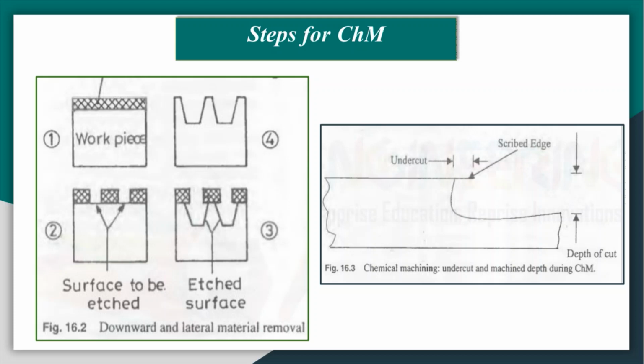While the lateral one is called the undercut. In the second figure you can see the depth of cut we have shown here, and the undercut also. The extent of the undercut depends upon factors like depth of cut, the type and strength of the etchant, and the workpiece material.